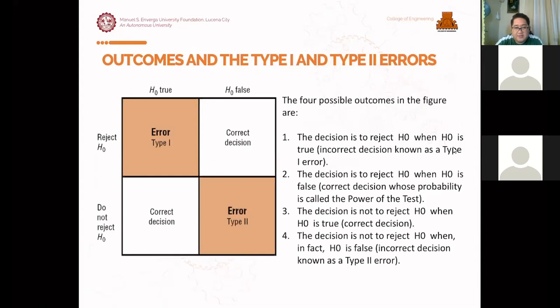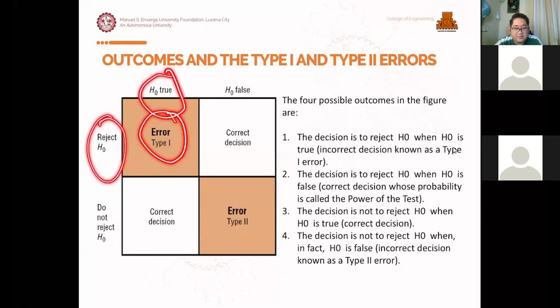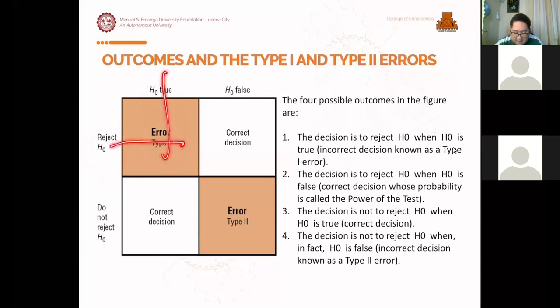The first one is the intersection of reject the null hypothesis and the null hypothesis is true. No? So, their intersection. At that intersection, our null hypothesis is true or acceptable, but we rejected it. That is our definition of type 1 error. Okay? So, that is their intersection.